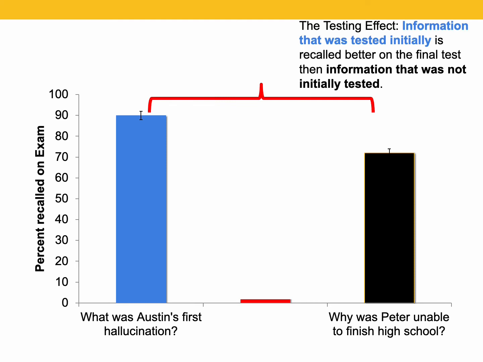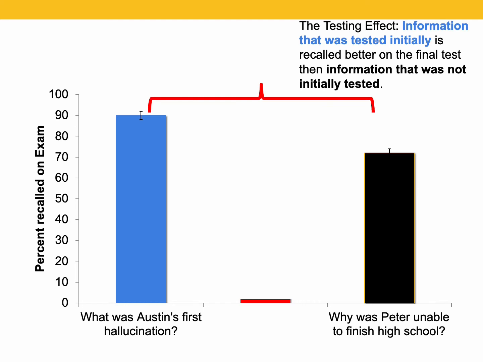Information that was tested initially, or information that was subject to memory retrieval practice, is recalled better on the final test than information that was not initially tested. So this is basically just a replication of the Roediger and Karpicki study. So we have a testing effect.